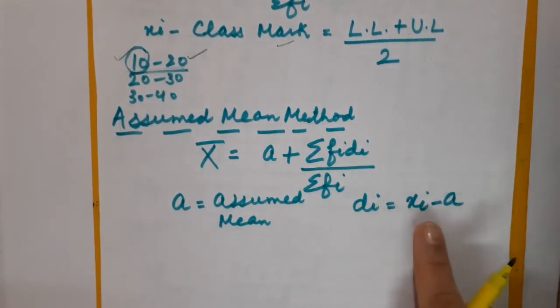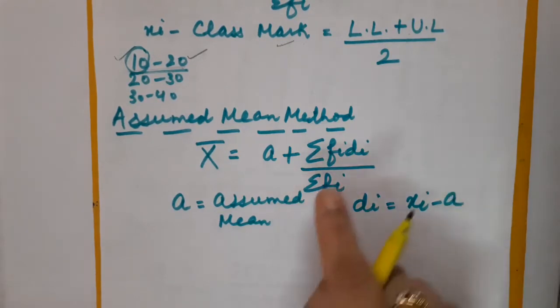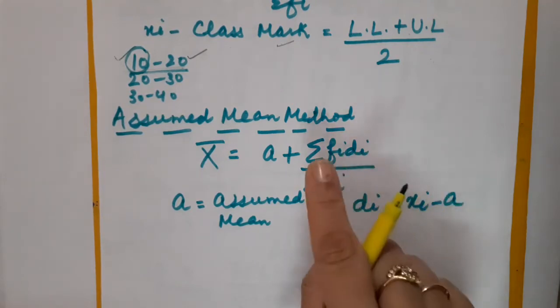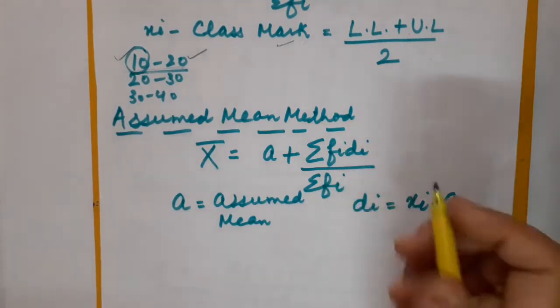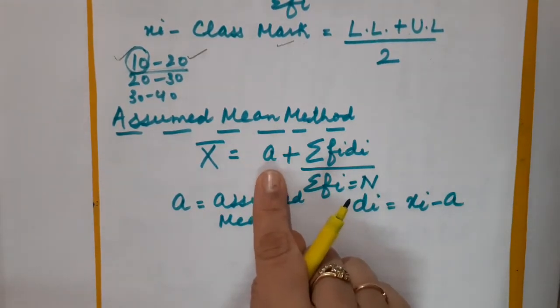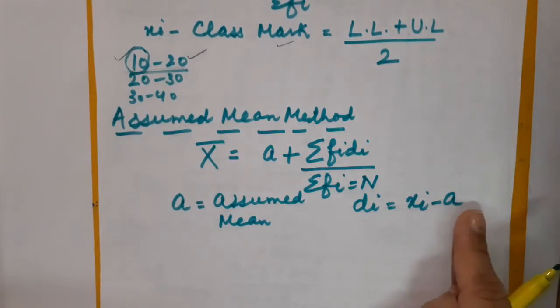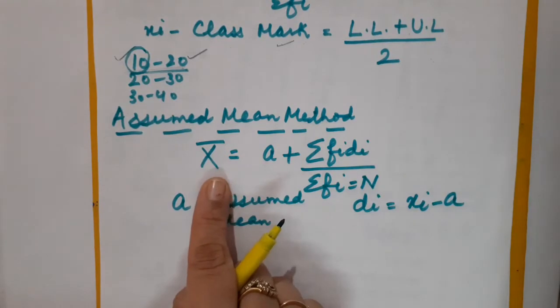And di, I have told you, is nothing but the difference of class mark and the assumed mean. After that we will be calculating fi di, the product of frequency with di, and then its summation. That summation will be divided by the summation of all the frequencies, which we call n also. And then this a will be added to it. A is the assumed mean. There is a way to remember the formula: to calculate di we subtract a, so in the formula we add a, so that we can calculate the appropriate value of the mean using the assumed mean method.